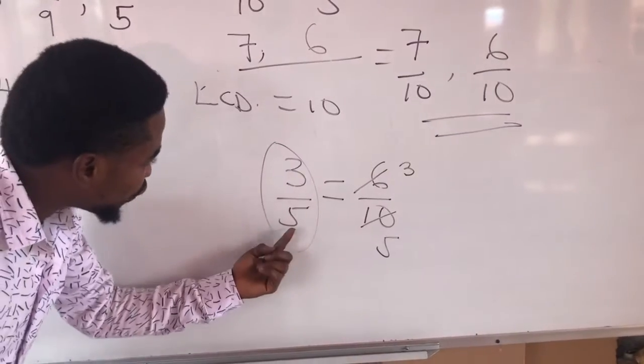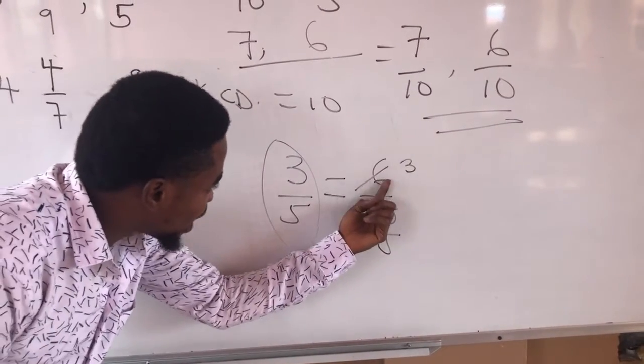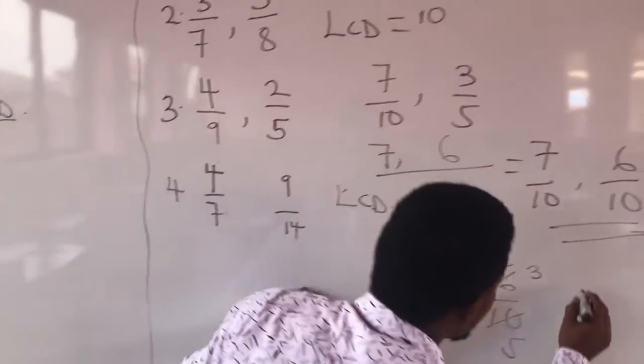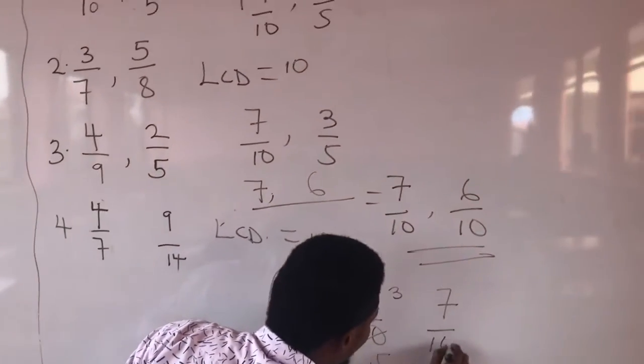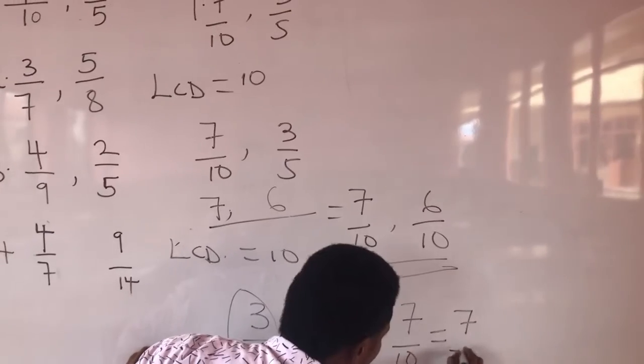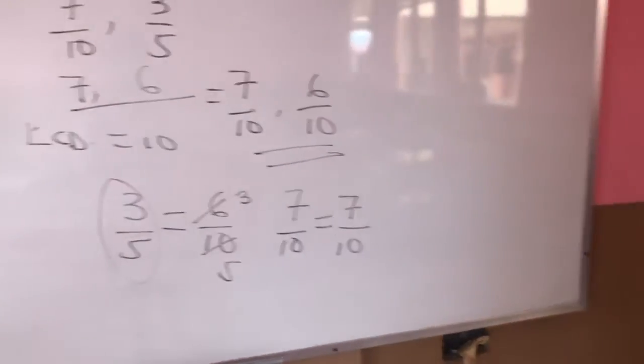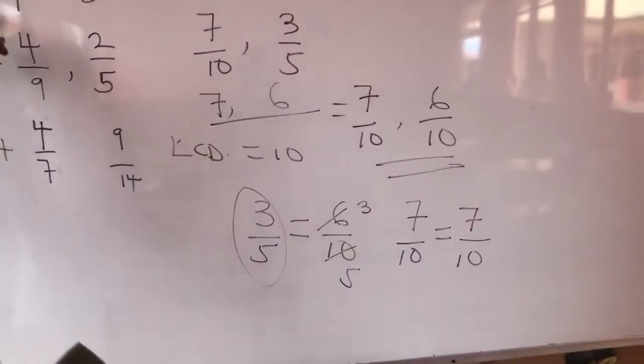Hence, 3 out of 5 is the same as 6 out of 10. So it is correct. We also come here, we know that 7 out of 10 is the same as 7 out of 10. Right? I hope you understand this one. Alright, let's move on to the next question.